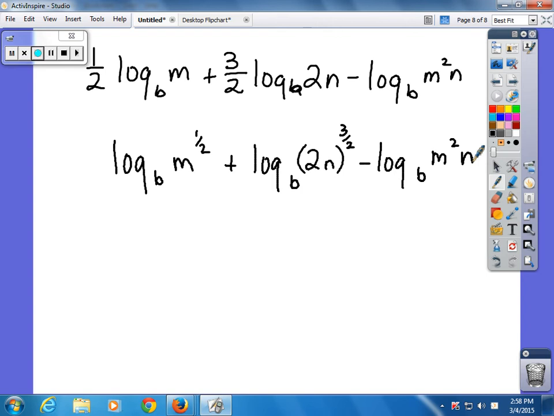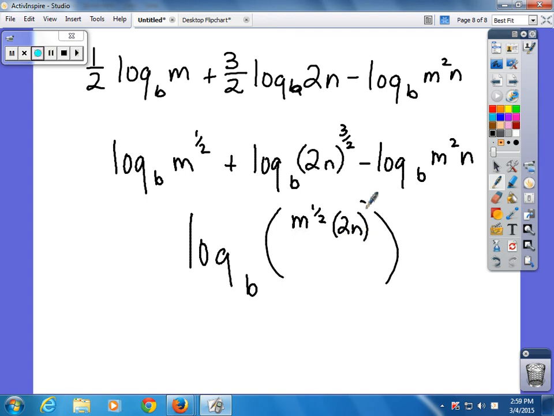So now you have all log base b's. You know, that's the product rule and the quotient rule. So log base b, in parentheses, of what? M to the 1/2 times 2n to the 3/2 over m squared n.